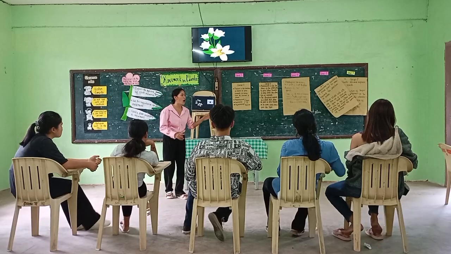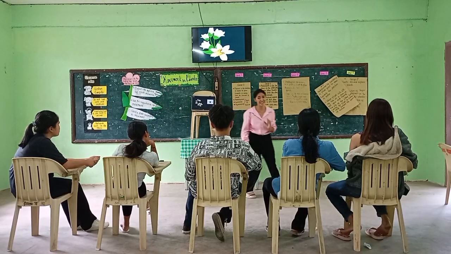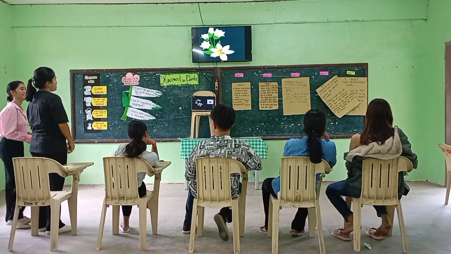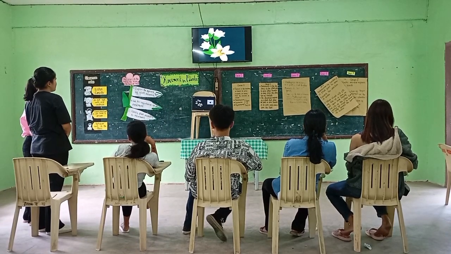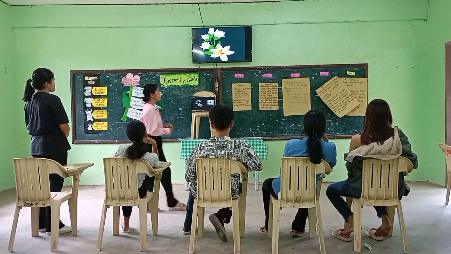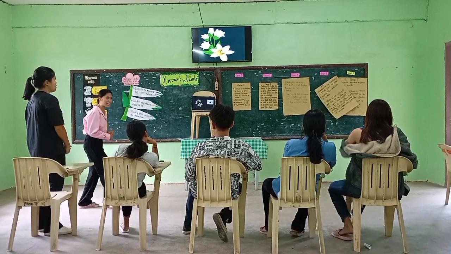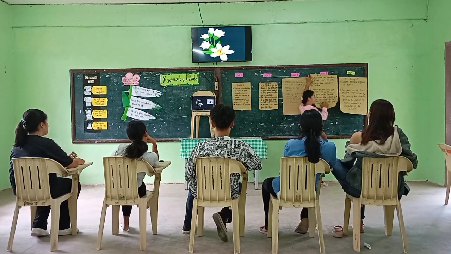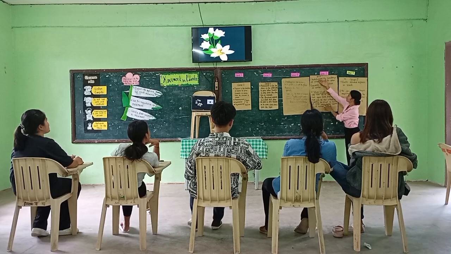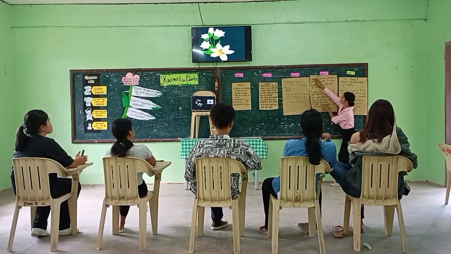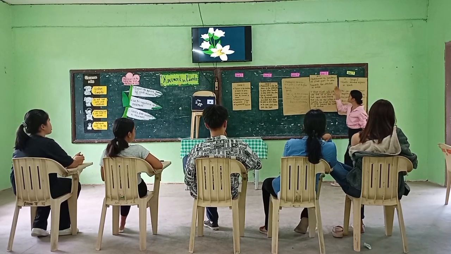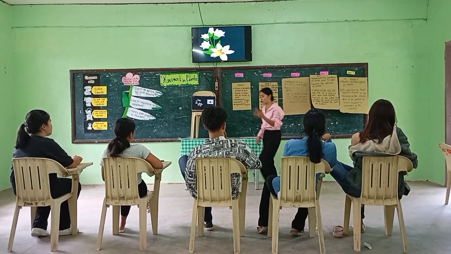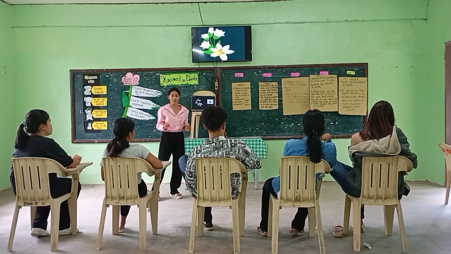Yes, ma'am. Now, what is hydrotropism? Hydrotropism is the tendency of plant parts to grow towards the direction of water. Okay, thank you. Very good. Can you read, everyone, hydrotropism? Hydrotropism is the tendency of plant parts to grow towards the direction of water.